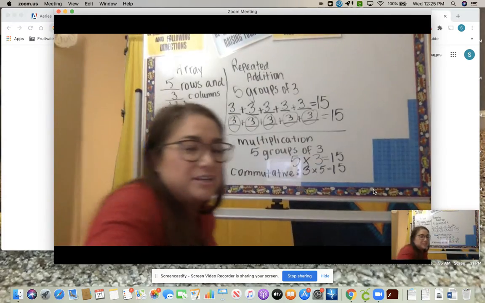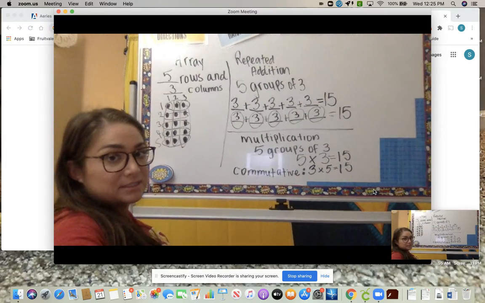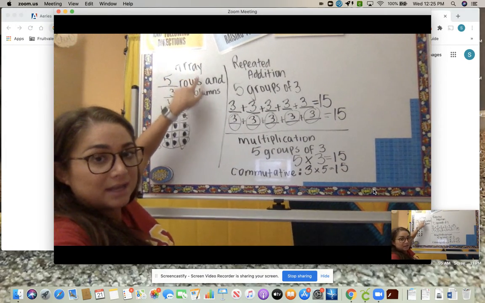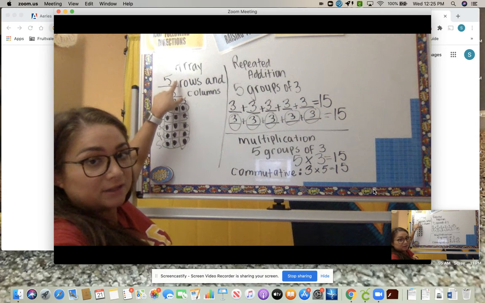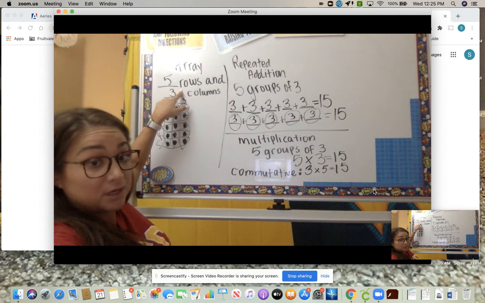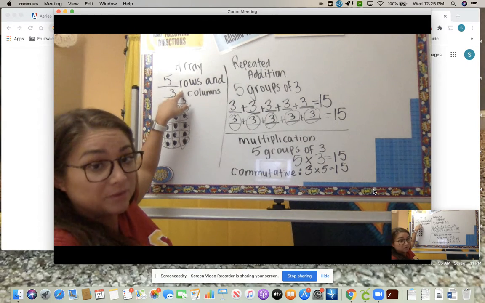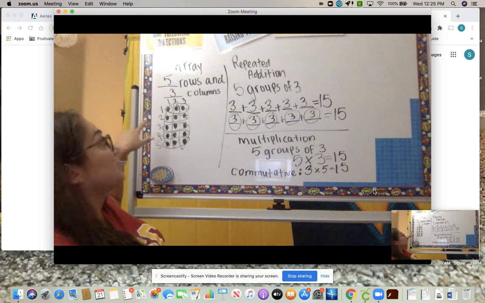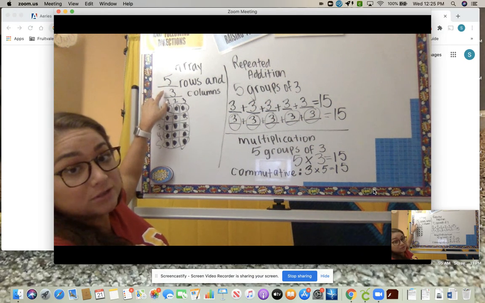And we did a few of these on the board. I can't really see it, but it says an array, and I gave them the picture, and they needed to fill in how many rows and columns there were. So you could give them plenty of practice problems. I have a worksheet though that will go into it, but they told me that there were 5 rows with 3 columns.